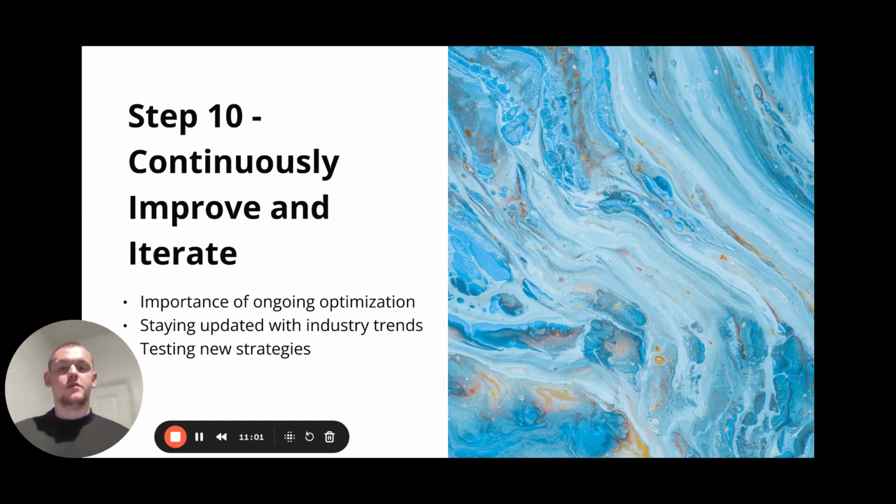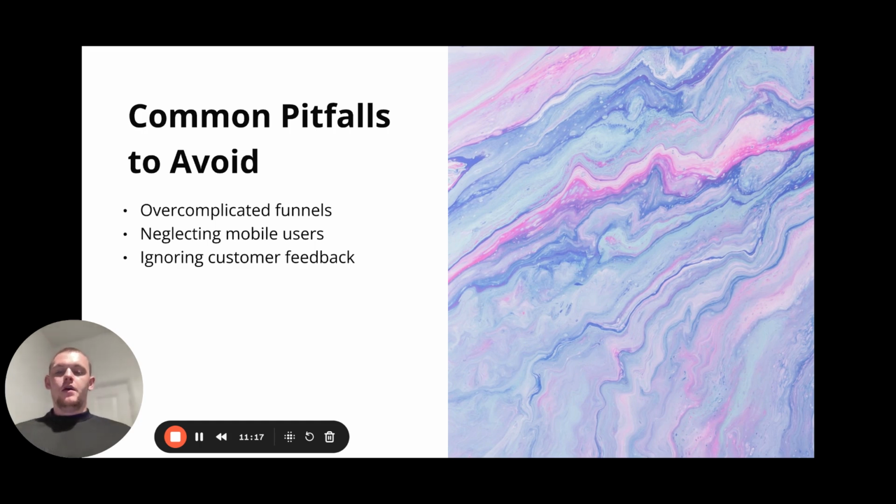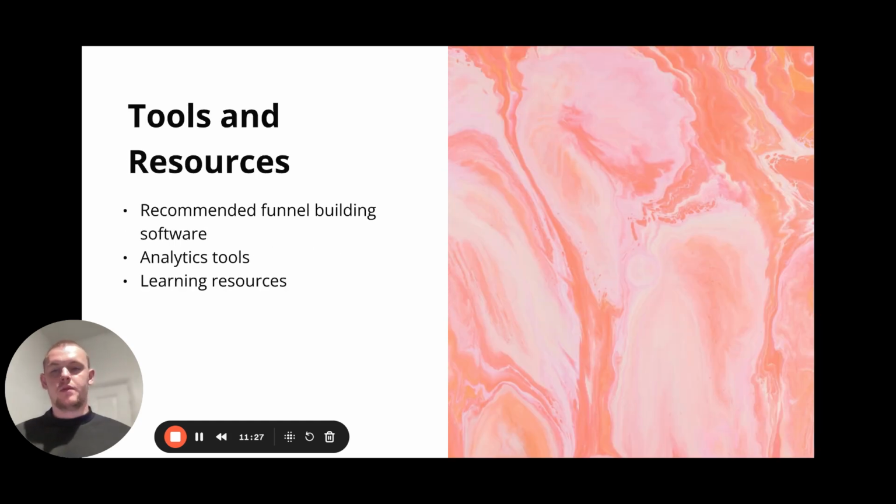See if that works. Just do an A/B test on everything, just to go with that theory of don't fix what's not broke, but also everything can go better. So everything can be improved. So you want to test both at the same time. Don't overcomplicate your funnels. Don't neglect mobile users, and don't ignore customer feedback. 3 very obvious but very important points there.